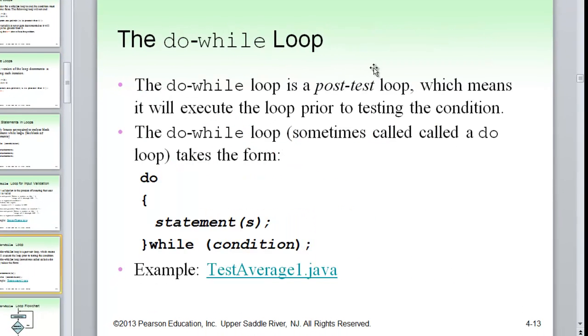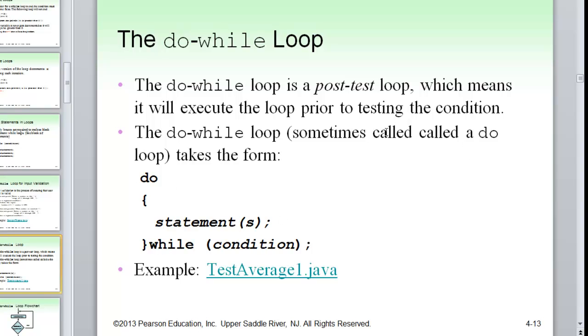The do-while loop is what we call a post-test loop, whereas the while loop and the for loop are pre-test. We haven't gotten to the for loop yet, but the while loop we just saw was pre-test because it checked the condition before it did anything in its body. Do-while is post-test, meaning it will execute the loop and then test the condition. So it does whatever's in the loop prior to testing the condition.